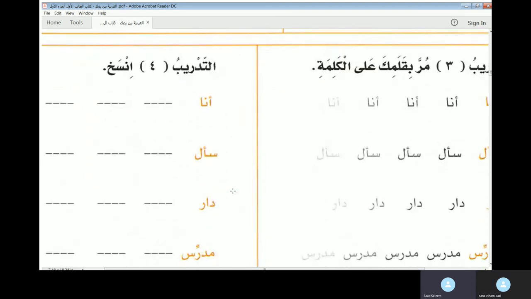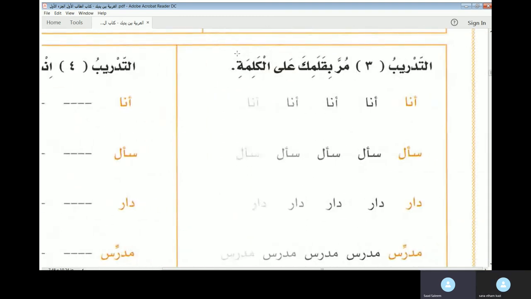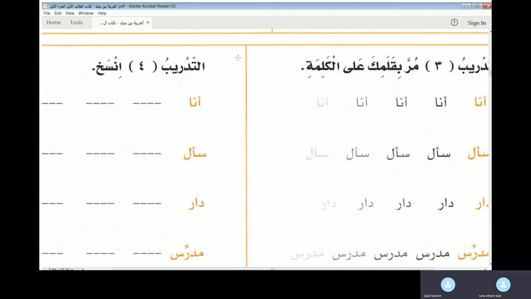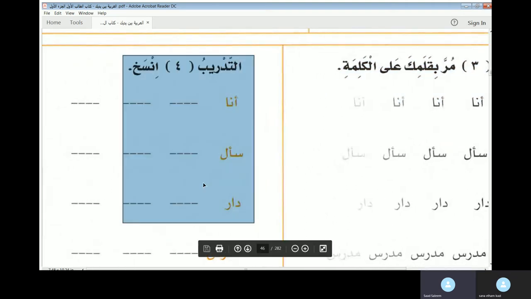Same thing for Zal. The mouth of Zal should be above the line, and the bottom of Zal should be on the line. Not under the line, not above the line. Okay. Same thing, he wants you to move your pen on these words. Then he wants you to copy these words here.